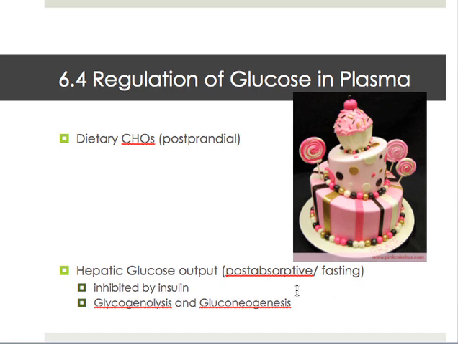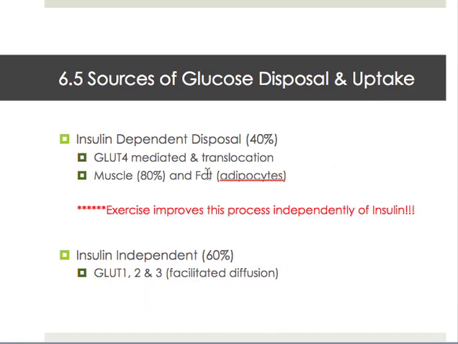Now, after 2 hours, then we rely mostly on hepatic glucose that has been stored there in the form of glycogen. So in order to get to that glucose, we need to undergo a process of glycogenolysis. And we can also obtain glucose from non-carbohydrate sources, such as gluconeogenesis. These processes happen in the liver. So we know that if we eat carbohydrate-rich foods, we're going to get glucose somehow into our bloodstream.